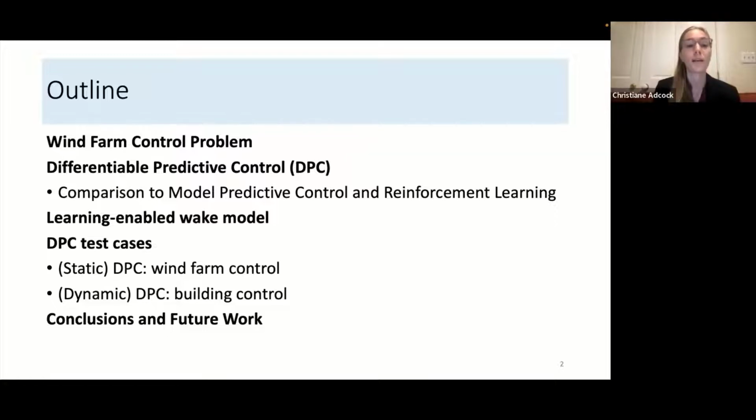One of them will be a static formulation of this hybrid control problem, and that will actually be applied to wind farm control. And then just because of time constraints, I'll be presenting the dynamic case for building control. And then I'll provide some conclusions and directions for future work.